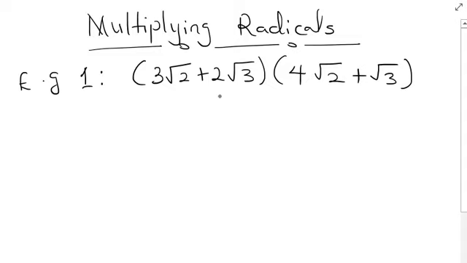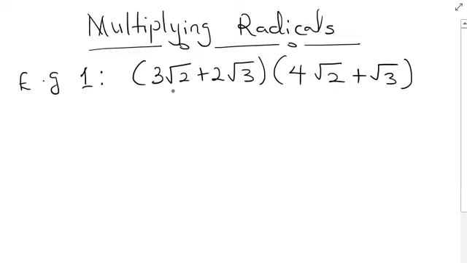Okay, for example, we are given a question. We are asked to multiply these two expressions together in the bracket. So, how do we do that? What we need to do is multiply the first expression that we have here by the second expression.